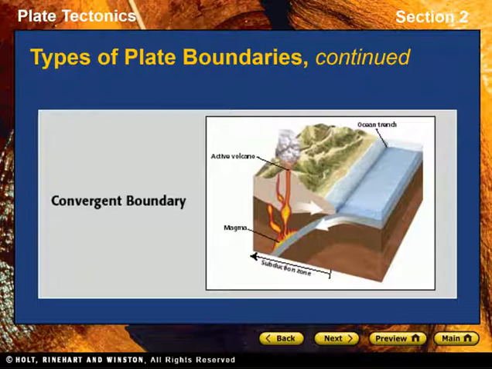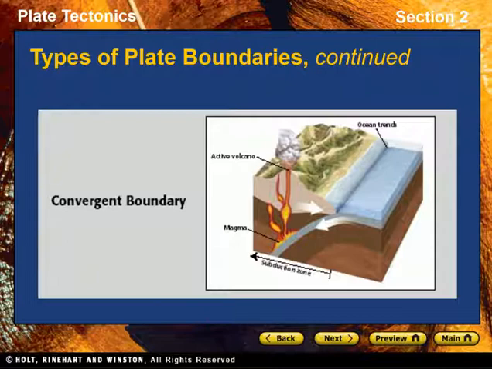A second type of collision happens when 2 plates made of continental lithosphere collide. In this type of collision, neither plate subducts because neither plate is dense enough to subduct under the other plate. Instead, the colliding edges crumple and thicken, which causes uplift that forms large mountain ranges. The Himalaya mountains formed in this type of collision.